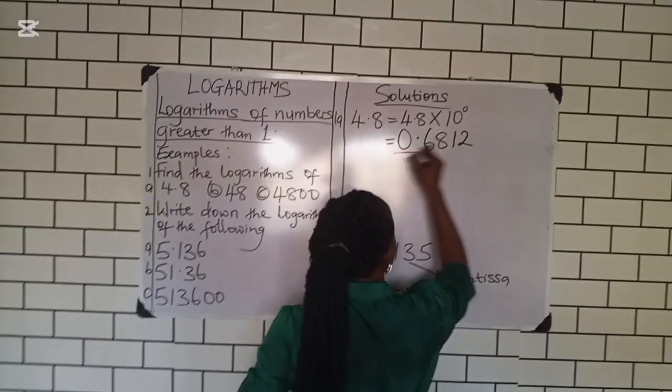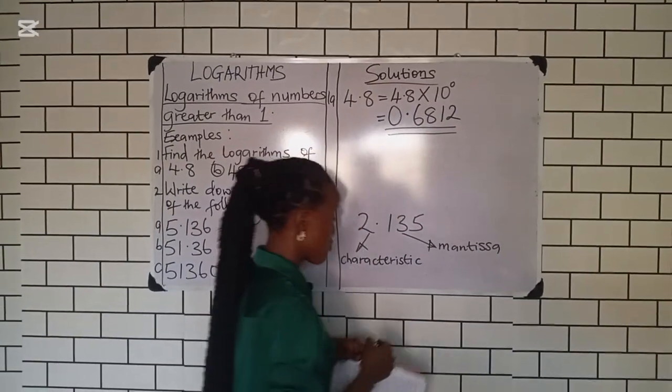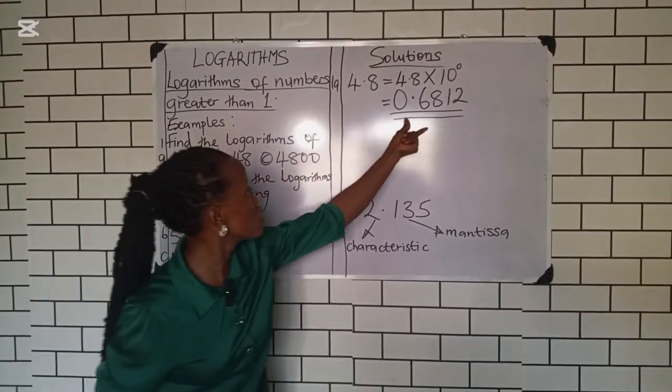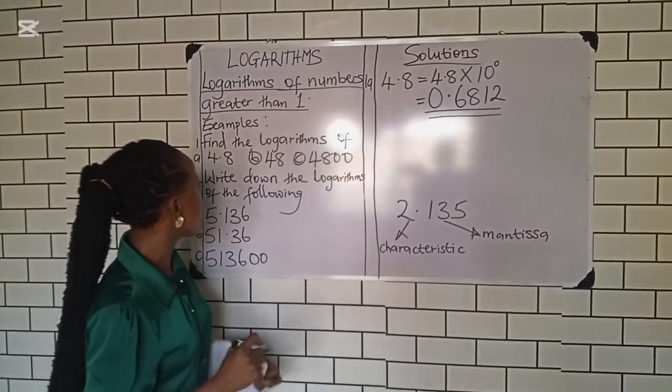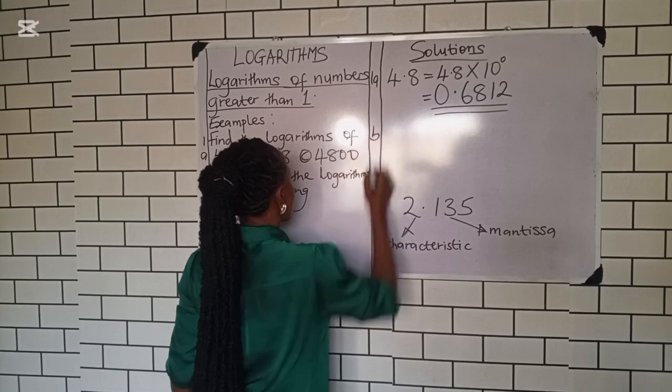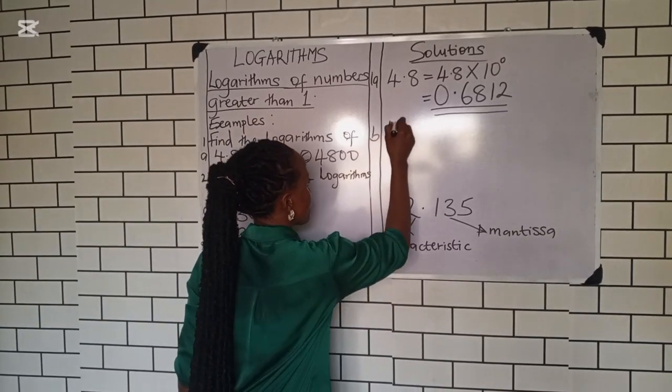Now we're going to write 6812. This is our final answer for question number 1A. This is the logarithm of 4.8. Now, question number 1B, we are given 48.